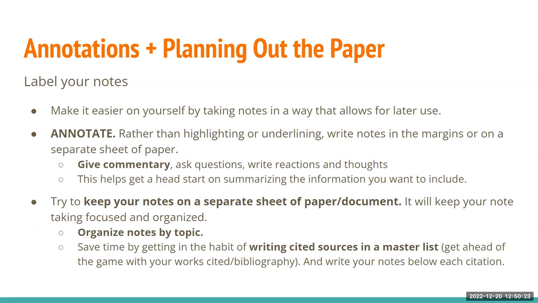Annotations and planning out the paper. Label your notes. Make it easier on yourself by taking notes in a way that allows for later use. Annotate rather than highlighting or underlining. Write notes in the margins or on a separate sheet of paper. Give a little bit of commentary. Ask some questions, write down reactions and thoughts, as this will help you get a head start on summarizing information you want to include. Try to keep your notes on a separate sheet of paper or in a document.